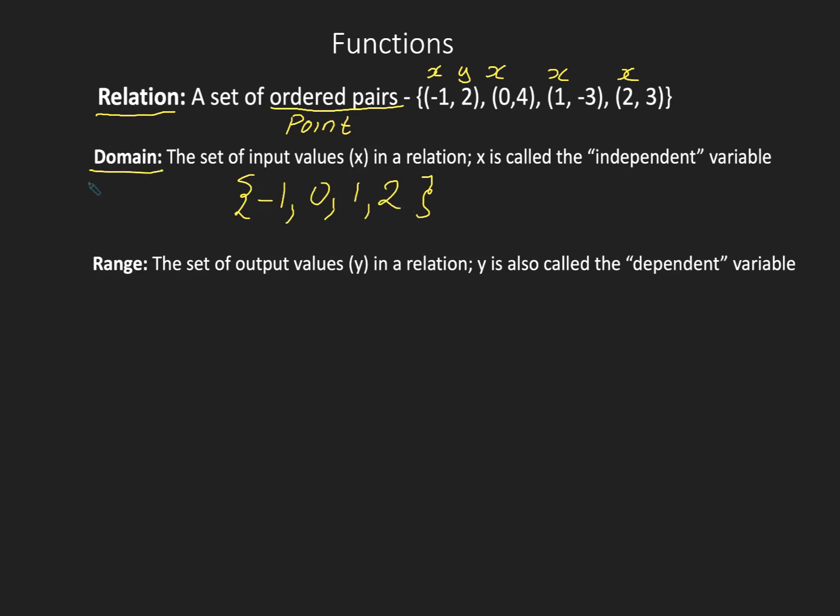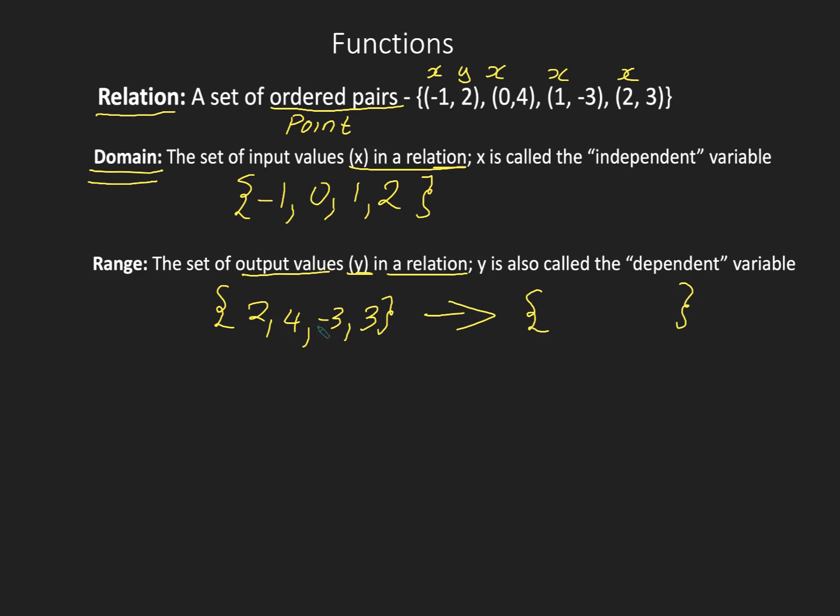So whenever they ask you for the domain, just find the set of input values, which is the x in the relation. So just look for the x values, and that's your domain. When they ask you for the range, that is the set of output values, which is your y in the relation. So again, I'm going to write my y values as I see them. So I have 2, then 4, then -3, and then 3. And then I'm going to write them in numerical order.